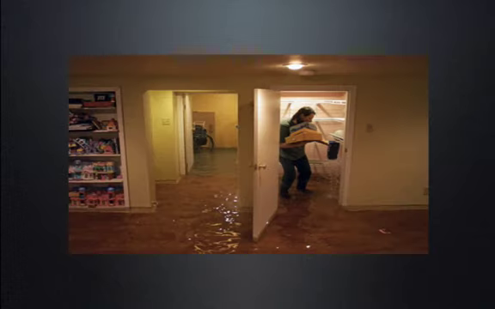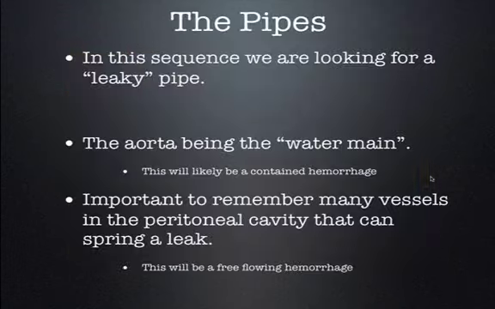Now, looking in this room here, we can tell that there's clearly a leak. This person's home clearly has a leaky pipe. We know that because water is collecting in dependent areas of all of these rooms. And effectively, that's what we're doing in this sequence. We're looking for evidence of a leaky pipe. Now, the aorta would be the water main. However, you have to bear in mind there's numerous vessels that could spring a leak in the peritoneal cavity.